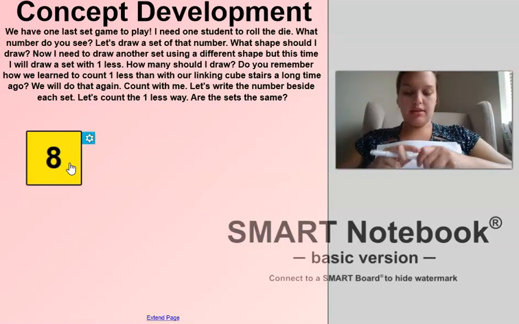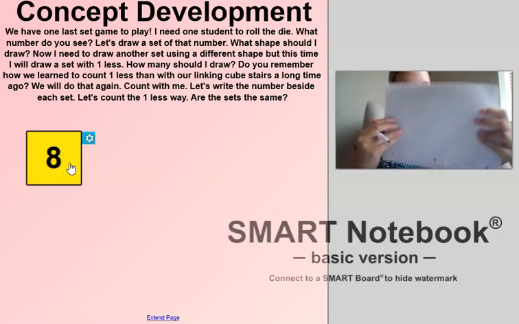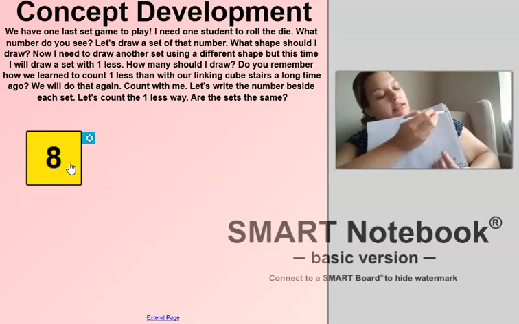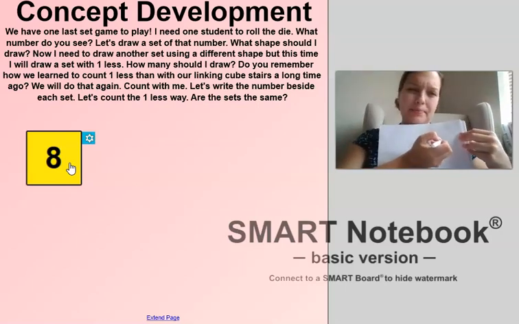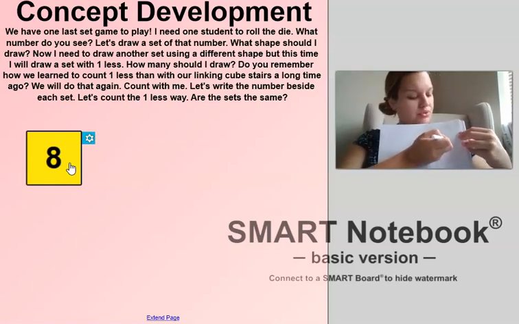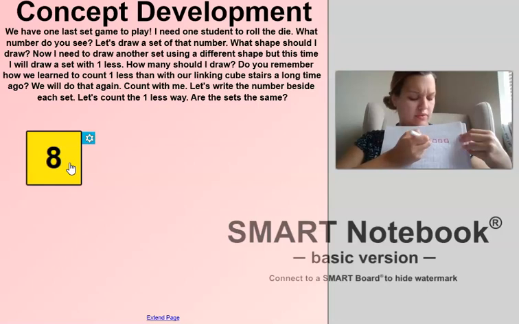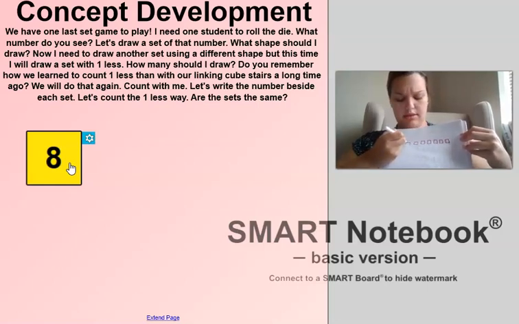That's the one with one more. What number is that? 8. Let's draw, what if we drew squares this time? 1, 2, 3, 4, 5, 6, 7, 8.